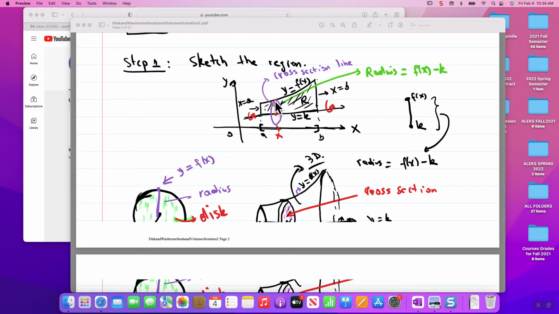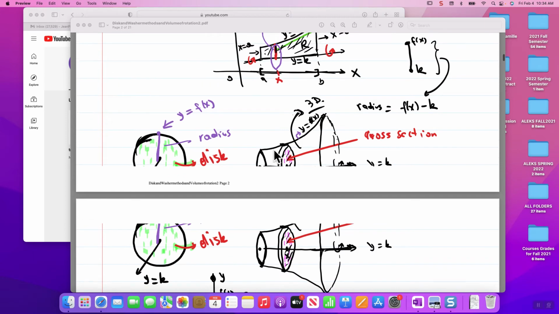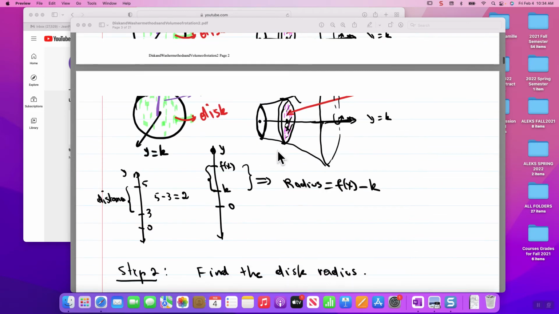So when you see here, to find the radius, the top point is y equals f of x, and the point below is y equals k. So the radius is f of x minus k. So step one is to graph the region, and then mark everything that needs to be done there, like the line of rotation. You put those curved arrows, and then you show the cross-section line, you show the region, and you find the radius, which is f of x minus k. And then you go to step two.